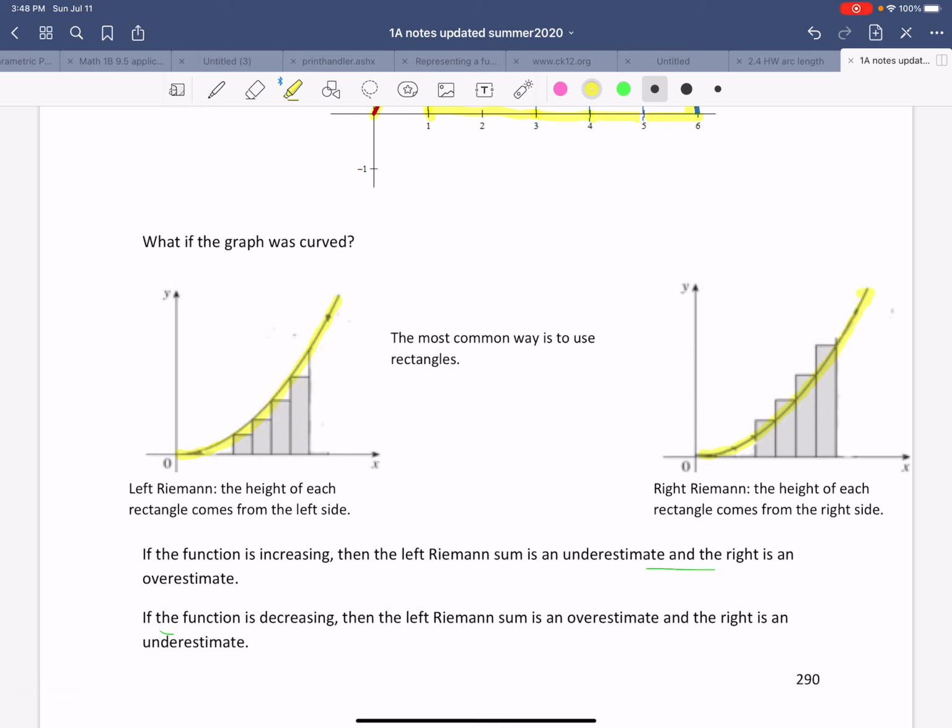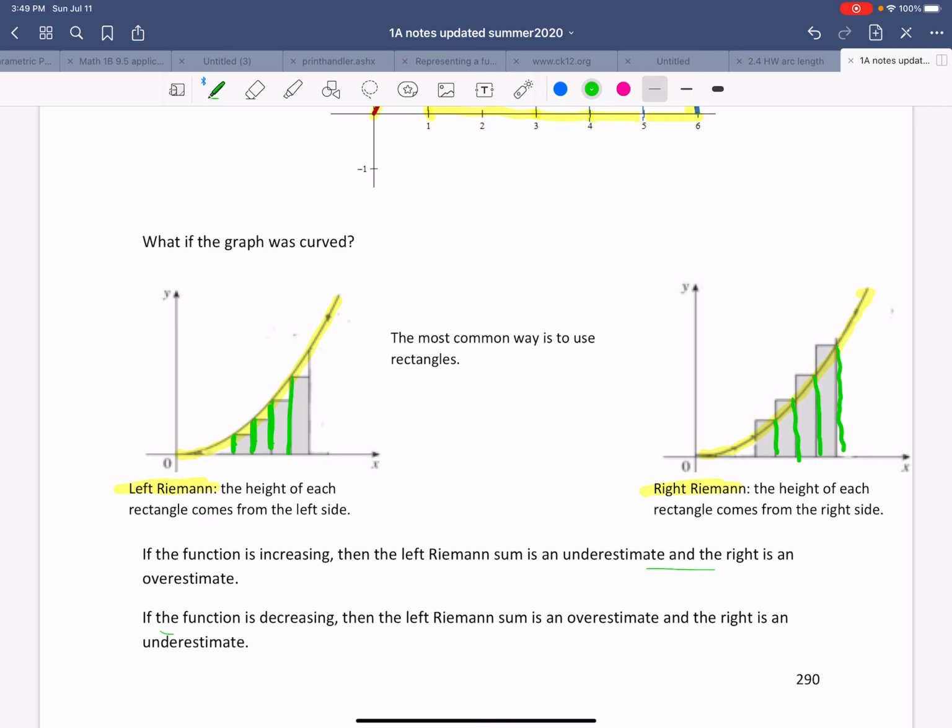I can divide the region into rectangles and then find the area from there. Estimate the area under the curve using the area of those rectangles. So I can use the left Riemann sum. In the left Riemann sum, we would be using the left-handed height when we find the area of each rectangle. In the right Riemann sum, we would be using the right-handed height when finding the area of each rectangle.